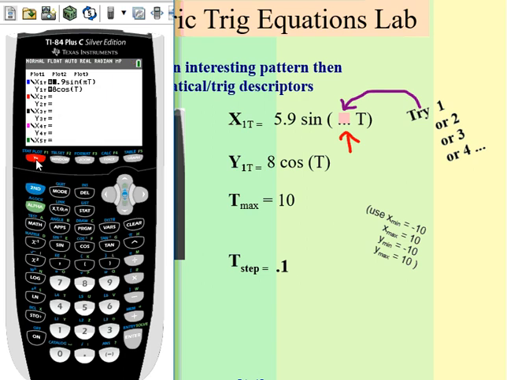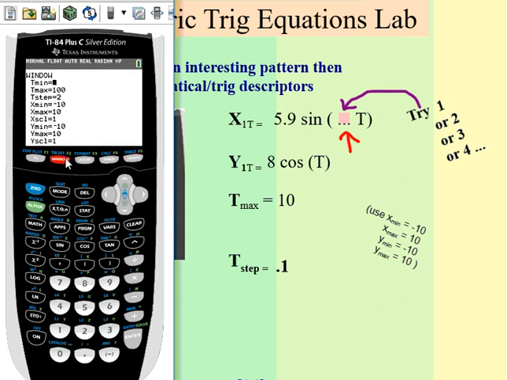Okay, so what are the keys here? To make something cool, use sine and cosine, and then mess with your window. In the window, mess with your T-max and your T-step. If I make my T-step different, like 2, and then graph it, it's going to look totally different. Whoa. It just disappeared. It's a completely different graph.